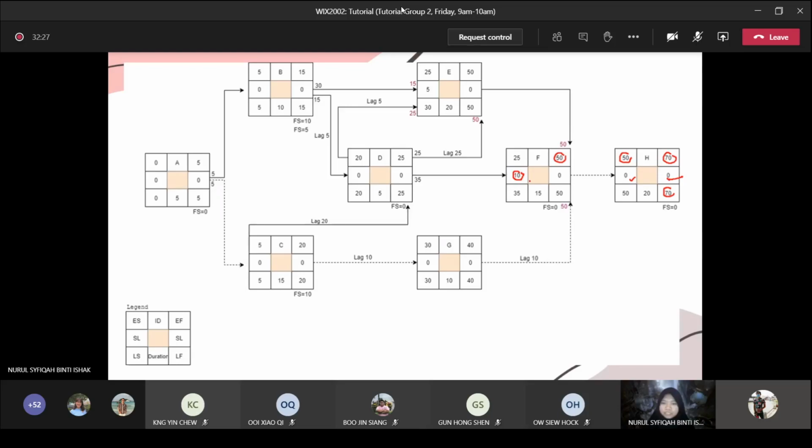The other ones apply to every activity: 25 minus 25 is 0, this one also 0. Meanwhile, this 30 minus 25 is 5. So we apply the same formula for every activity.